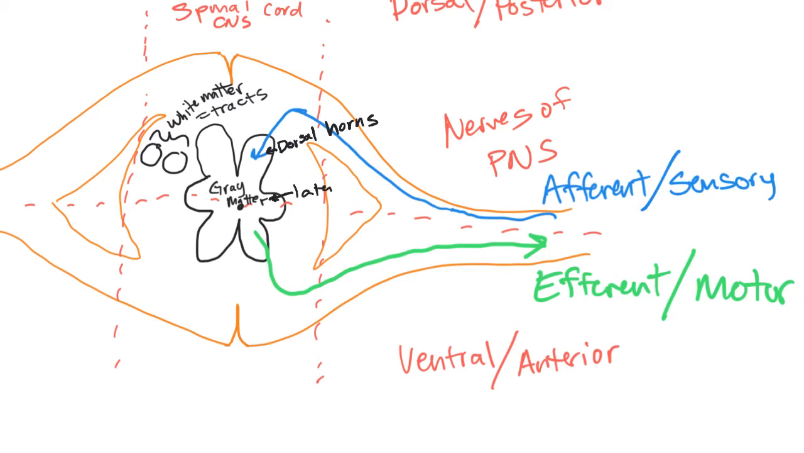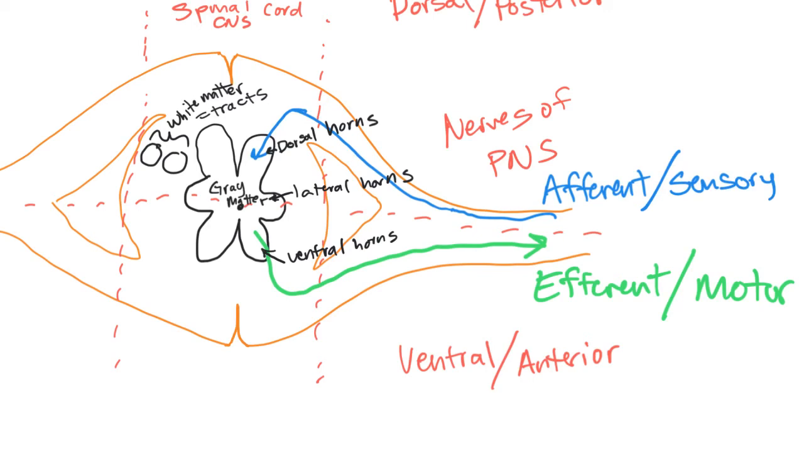Lateral horns, and ventral or posterior horns, right? So you can use those interchangeably. And then you have dorsal white matter, lateral white matter, ventral white matter, or posterior, lateral, anterior.